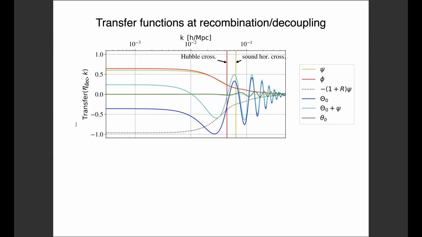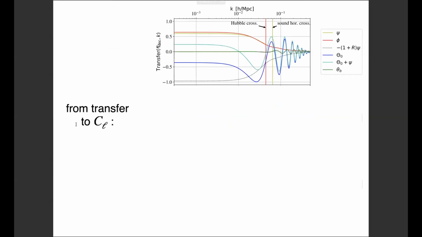Okay, so now we are going to see how to go from this plot to the CLs. And what we expect is that the CL come from an integral over modes. We have seen it before. But we said the CL should feature a one-to-one correspondence between values of L and values of K at last scattering. So we expect that in very good approximation, 1 K in this plot will contribute to the CL at 1 L.